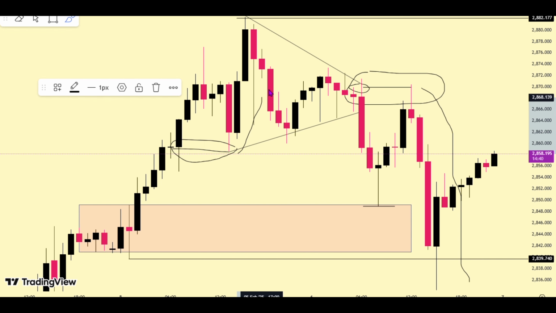Then we had the bullish move to the upside. Very nice, very simple. Don't complicate things. So learn about these candles and you'll be good on the forex market.